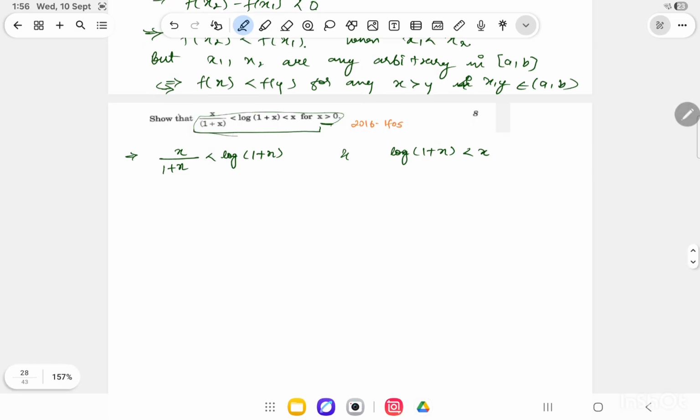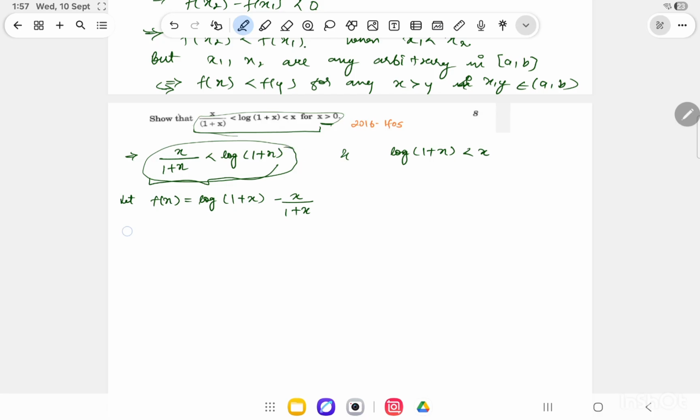So what we'll do is we'll separately show these two relations and then we'll club them together to show this relation. For the first relation, let us assume f(x) is a function equal to log(1+x) minus x/(1+x). If somehow I can show that f(x) is greater than 0 for x greater than 0, then I can conclude this part. So let us take the derivative of this. That will be 1/(1+x) minus [(1+x)·1 - x·1]/(1+x)^2.